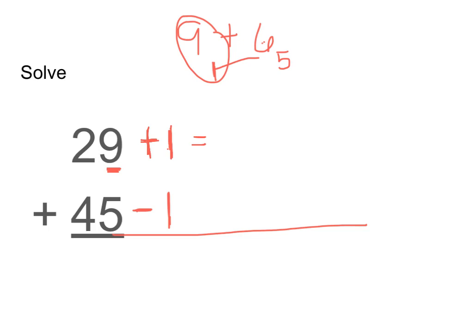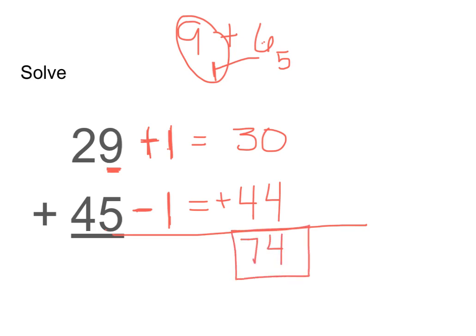So 29 plus 1 equals 30, and 45 minus 1 equals 44. 30 plus 44 equals 74. Because now that I have a 0 there, I can just add my columns going straight down. Notice 30 plus 44 is easier than 29 plus 45. Was the exact same answer. Now, honestly, I would always choose this way because adding 1 is easy.